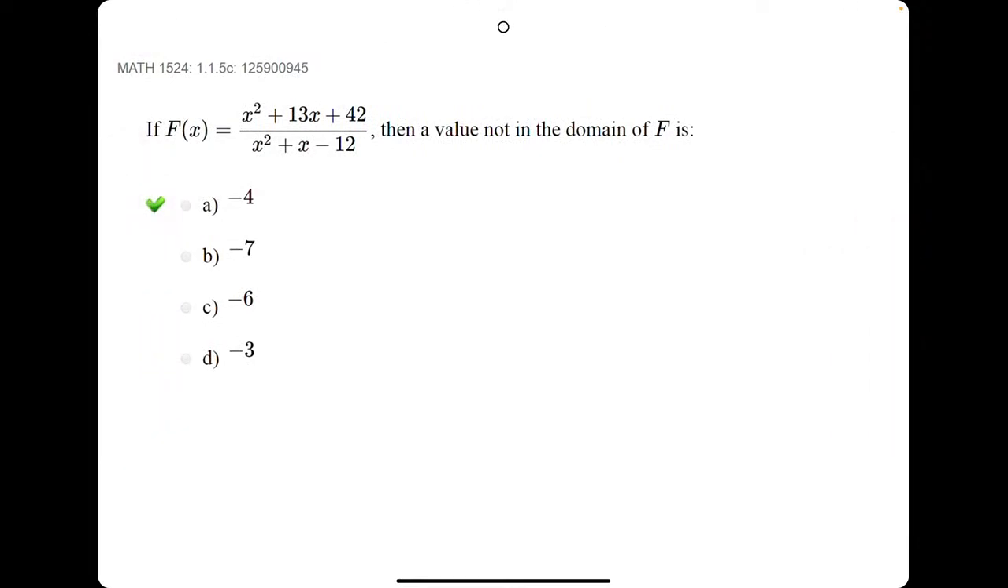All right, short explanation. If we're given a function and they're asking which value is not in the domain, a value that's not in the domain would be any x value that when plugged into the denominator makes the denominator equal to 0.